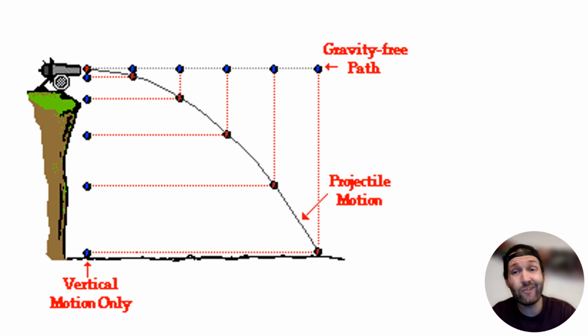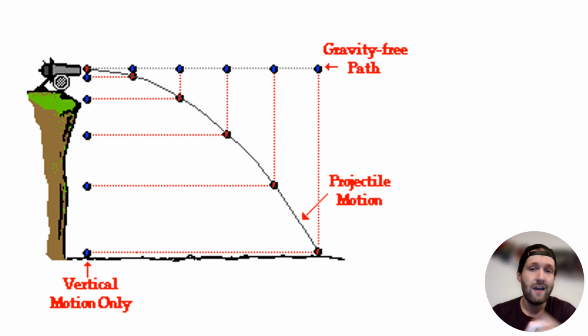Welcome everyone. Today we're diving into the fascinating world of projectile motion. Now, don't let the term intimidate you. Projectile motion is simply the motion of an object thrown or projected into the air, moving under the influence of a gravitational field. So let's break it down into simpler terms.